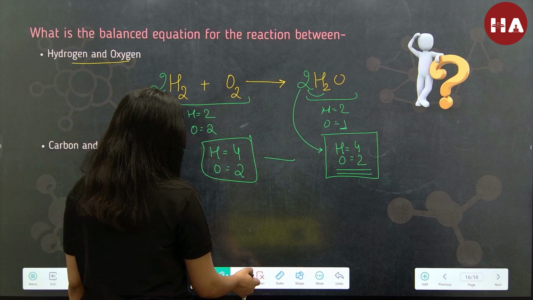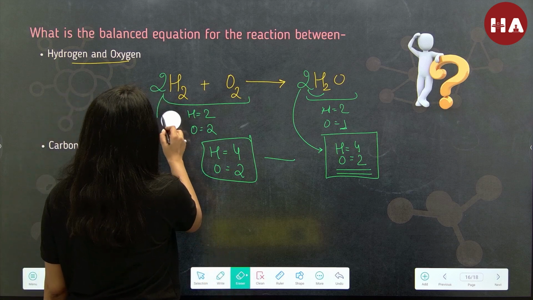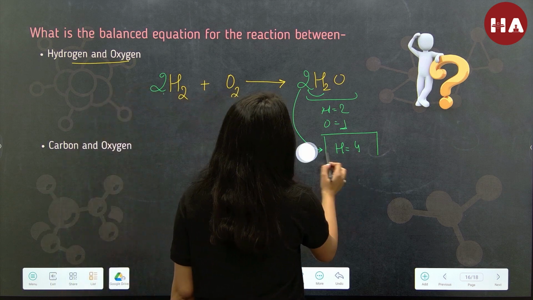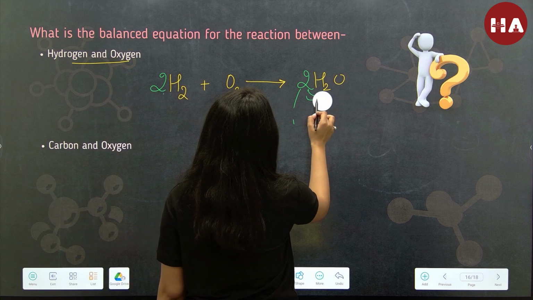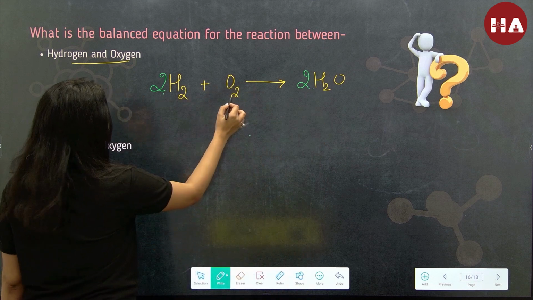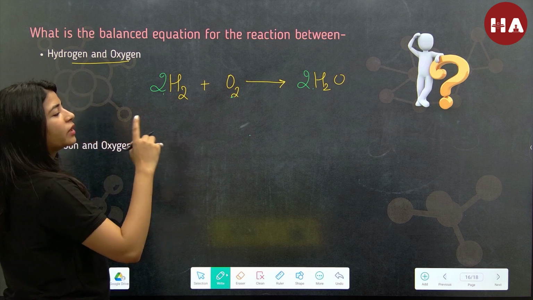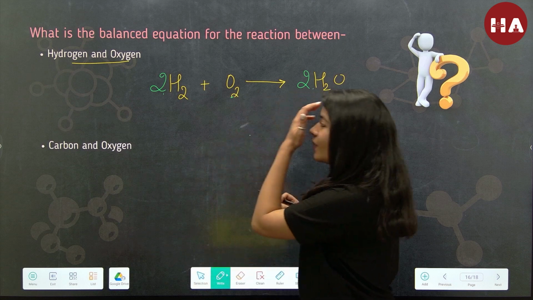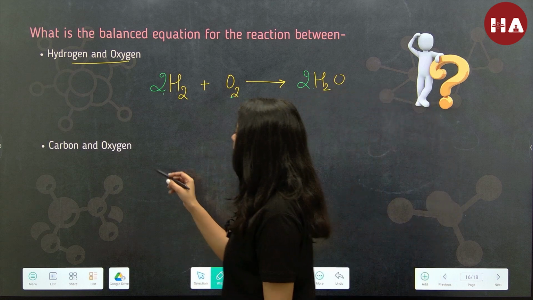Okay, so let me erase this part and let me show you the correct balanced reaction. Right, so this is your correct balanced reaction: 2H2 plus O2 gives 2H2O. This is a balanced reaction. Okay, next, one more example we have, carbon and oxygen.